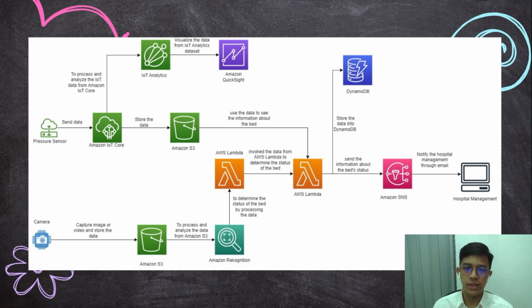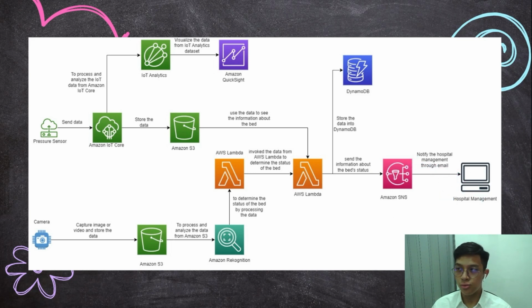The second function will contain the IoT sensors information and combine it with the bed status together and store it into the DynamoDB. After that, it will also send the information about the bed status, also the information from the IoT sensors, to Amazon SNS. And Amazon SNS will notify its subscriber with that information, which is the hospital management.